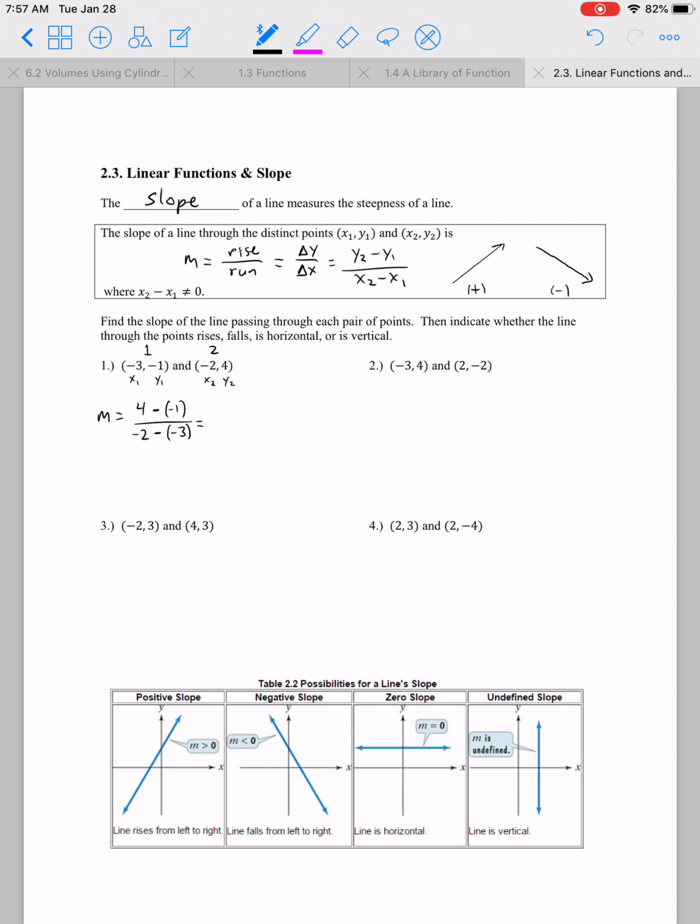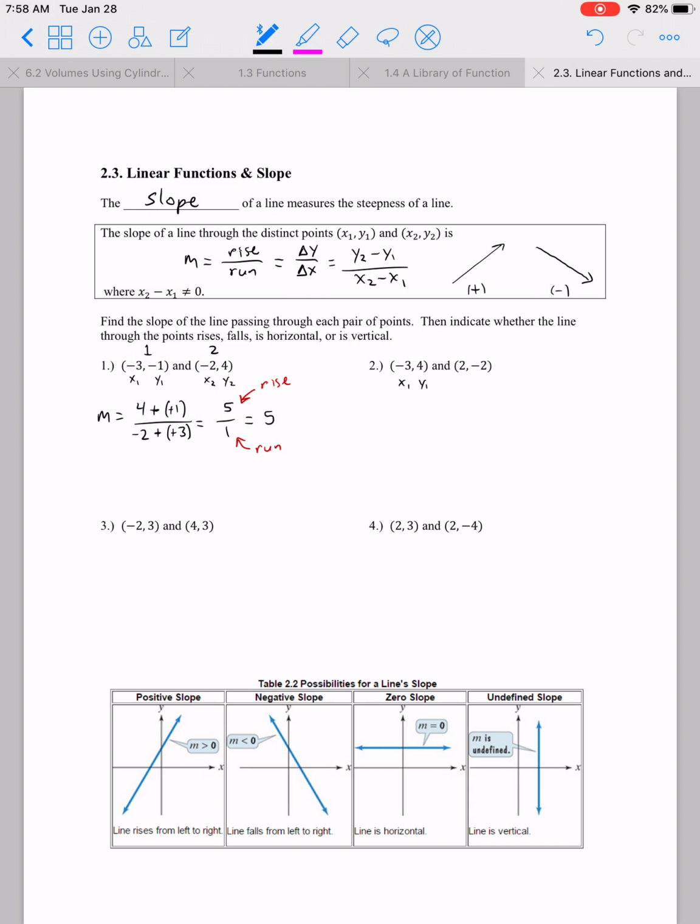So subtracting a negative becomes plus a positive. Same thing in the denominator. And so we end up with 4 plus 1, that's a 5, divided by a negative 2 plus 3, that's a 1, and so this equals 5. And if you look at this, this is the rise, 5, this is the run, 1. So every time you move up 5, you're going to move to the right 1, okay? Up being positive, right being positive. So if you think you got it, pause it before I do the next one and give it a try. Otherwise, I'm going to get started on it.